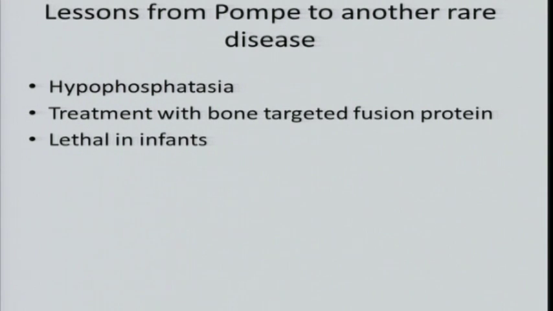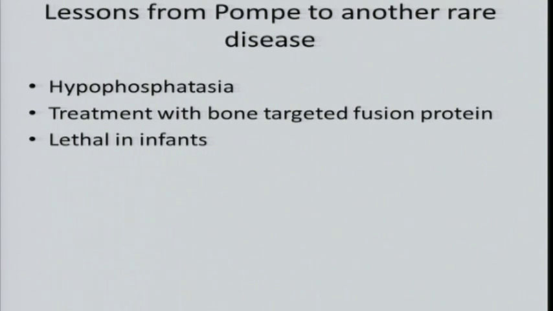And remember, for Pompe, we talked about the mannose-6-phosphate receptor being very important, so the addition of the sugar moiety to get it to the M6PR. Now for hypophosphatasia, which is a rare skeletal dysplasia or a bone disease, you need to target the enzyme to the bone. If you don't target to the bone, it's going to be lost.